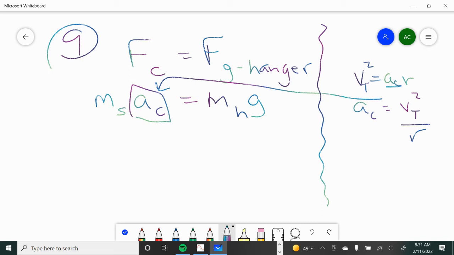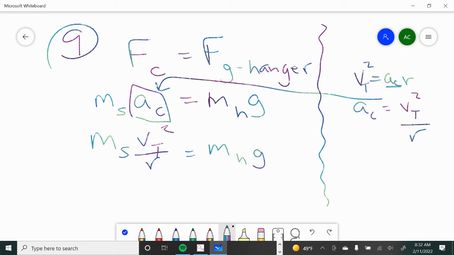I didn't actually figure out what my theoretical slope should be, or my centripetal acceleration should be. That's why I'm doing this little, we call it a derivation. Just taking equations and with algebra, rearranging them. That's all we're doing. So I can say MS times VT squared over R equals MH times G, right? All right.